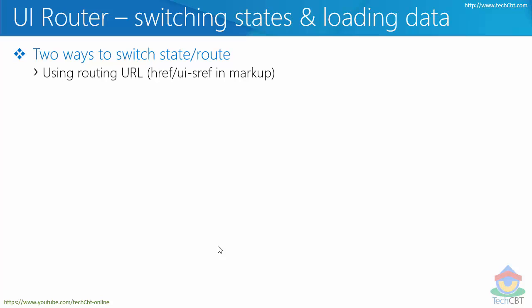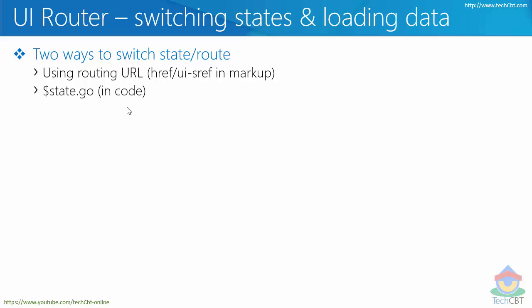The first one is using the routing URL. Which means the user can specify the routing URL directly in the browser location bar, or can switch to another route simply by using an anchor tag with href or ui-sref, which are usually part of the markup. So we can use any kind of routing URL to switch to a new state. The second one is using the $state service.